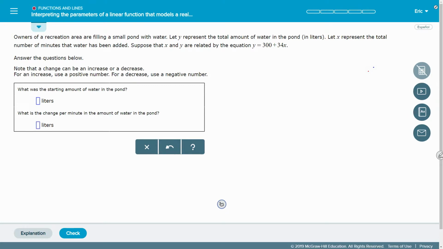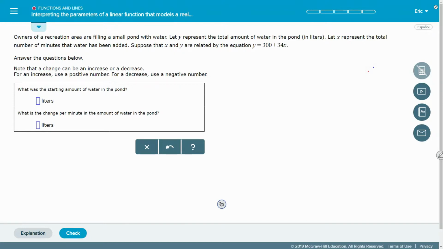Owners of a recreation area are filling a small pond with water. Let Y represent the total amount of water in the pond in liters. Let X represent the total number of minutes the water has been added. Suppose that X and Y are related by the equation Y equals 300 plus 34X. Answer the questions below.